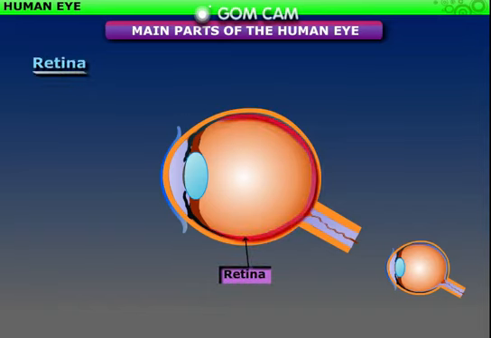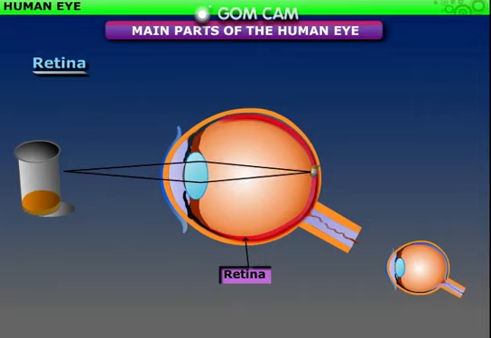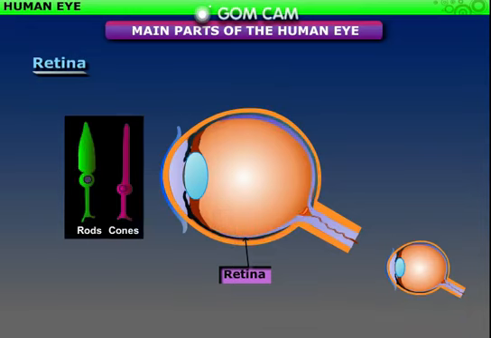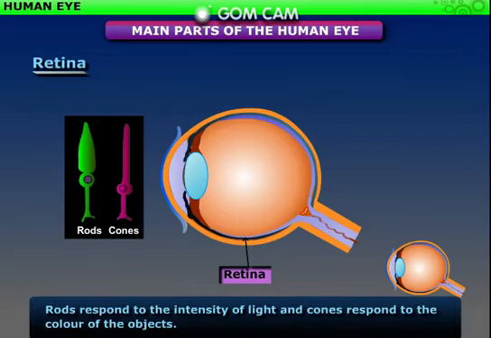Retina. The eye lens forms an inverted, real image of the object on the retina. Retina is a delicate membrane having enormous number of light-sensitive cells. The light-sensitive cells get activated upon illumination, and generate electrical signals. The light-sensitive cells are of two types, rods and cones. Rods respond to the intensity of light, and cones respond to the color of the objects.